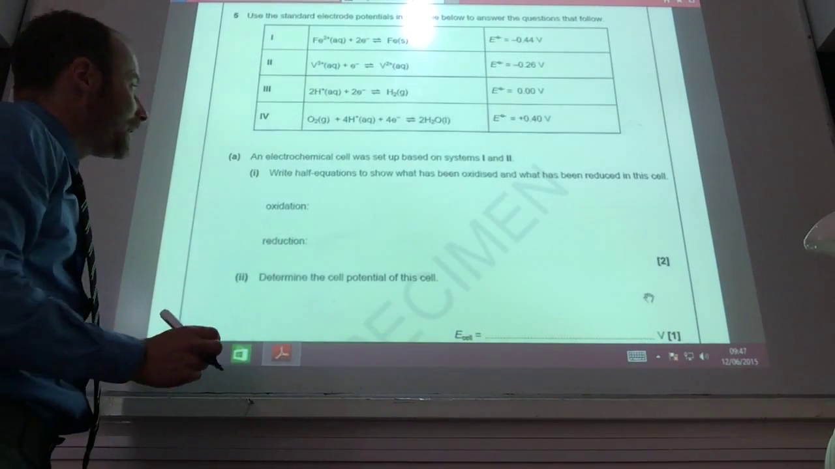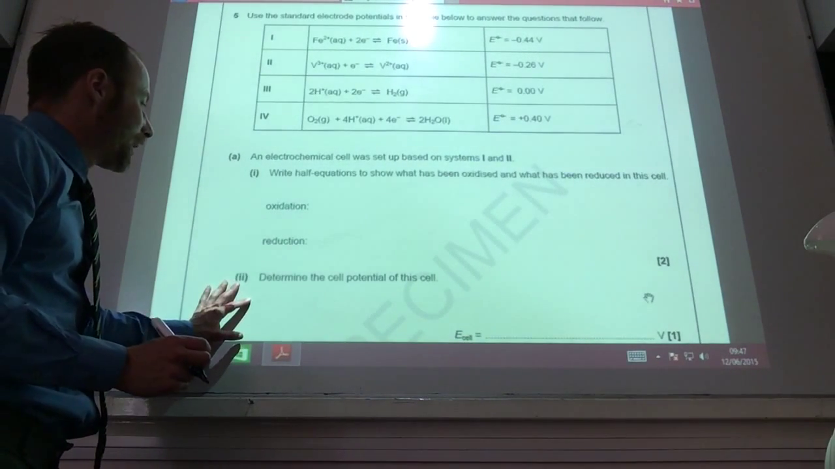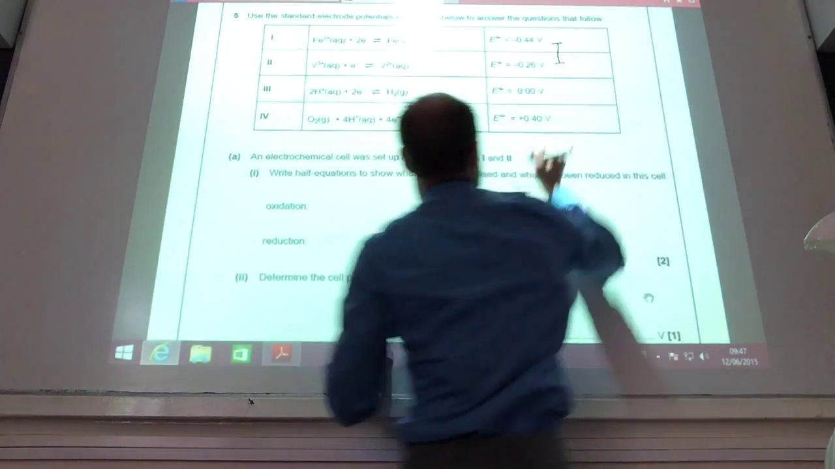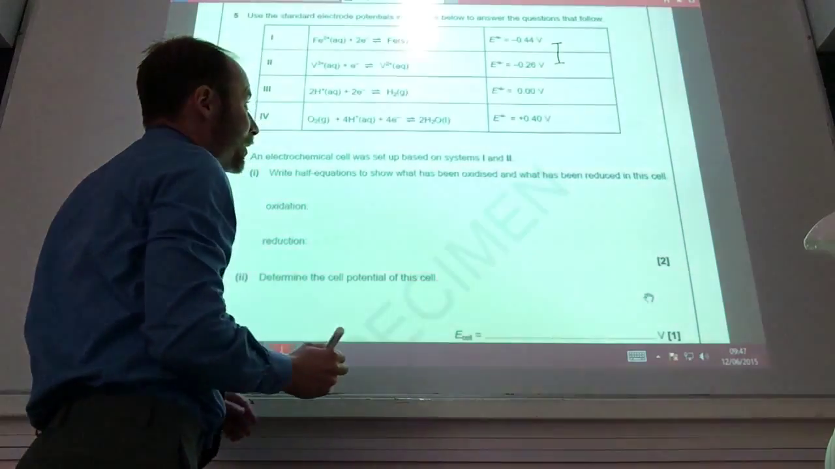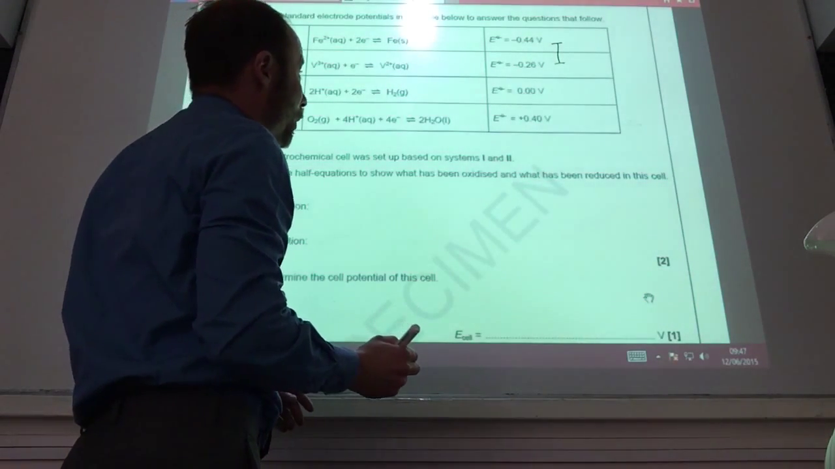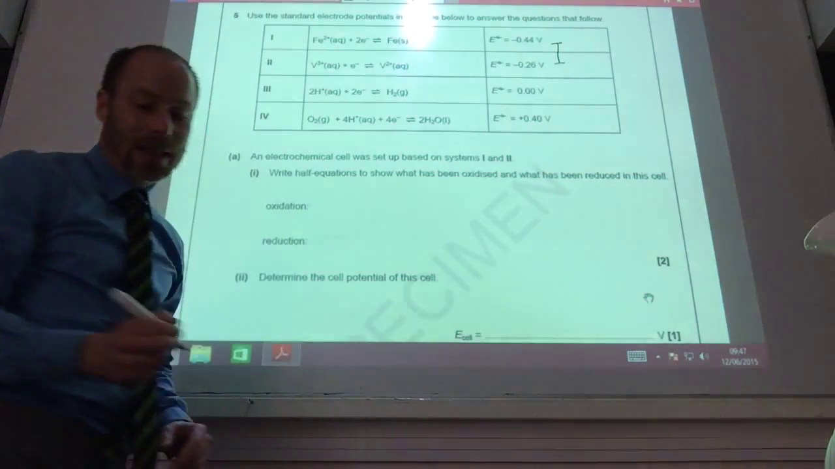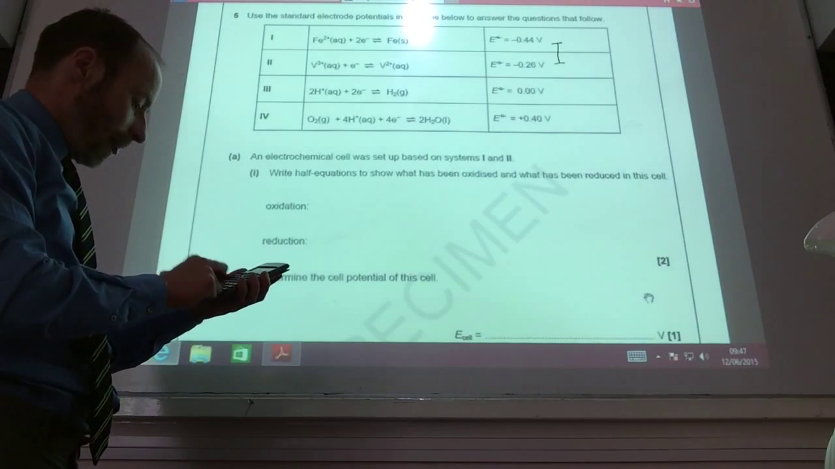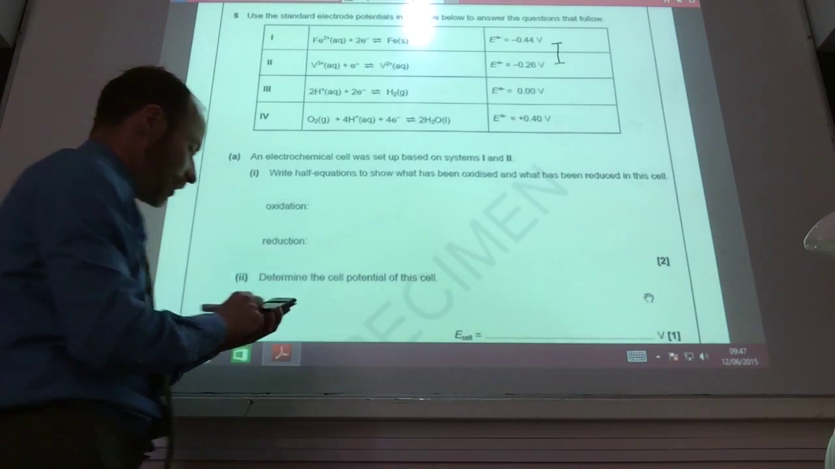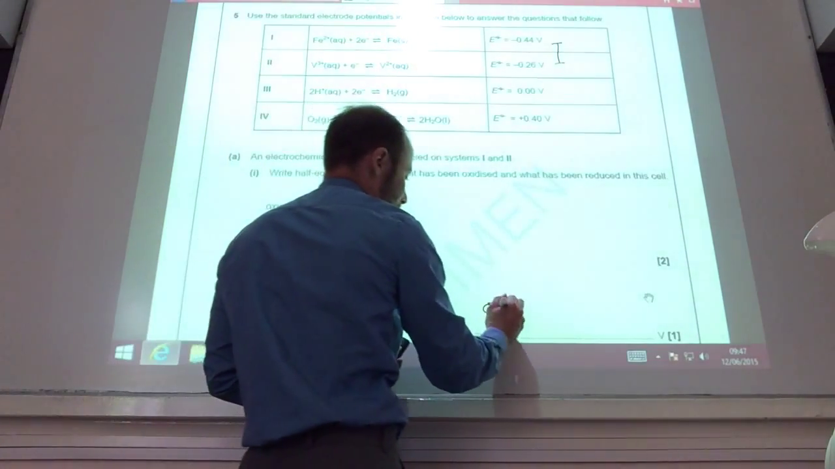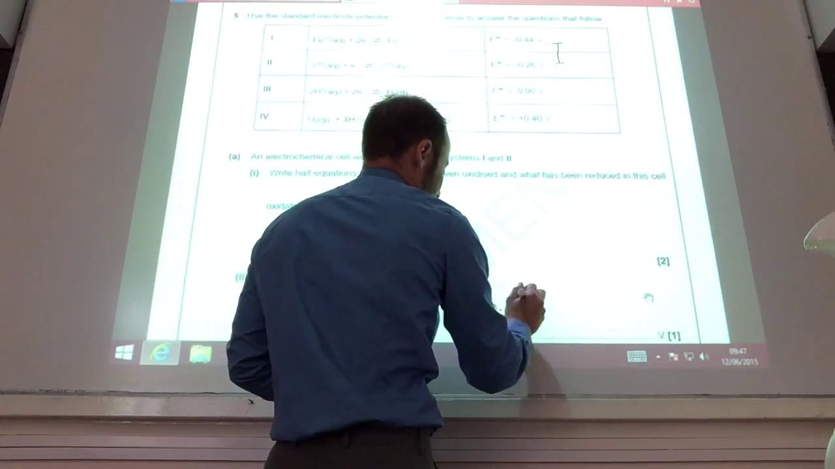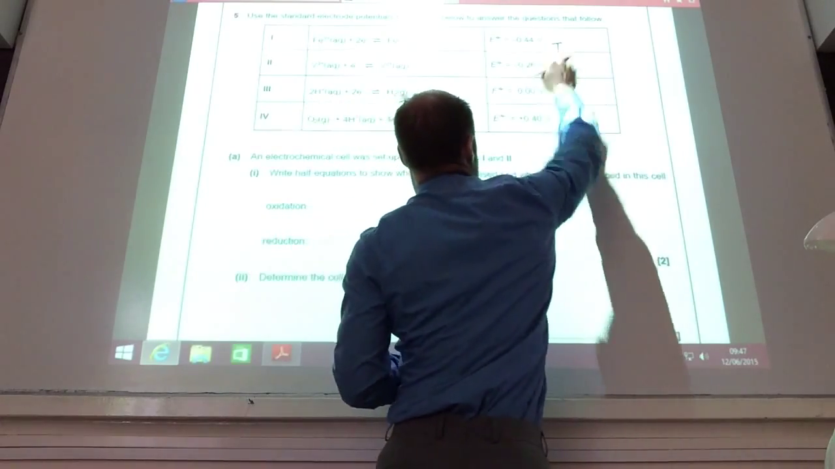Right, so they now want me to determine the overall cell potential of that reaction. It's the difference between those two. So the difference between 0.44 and 0.26. Let's have a look. So that is going to be 0.18 volts. So it's the difference between those two numbers there.